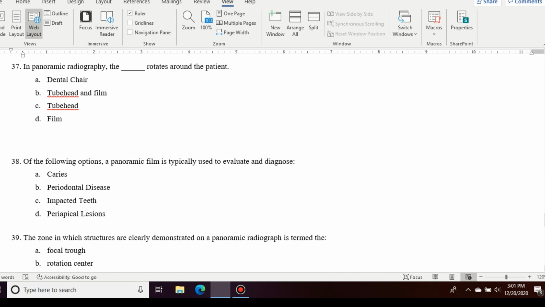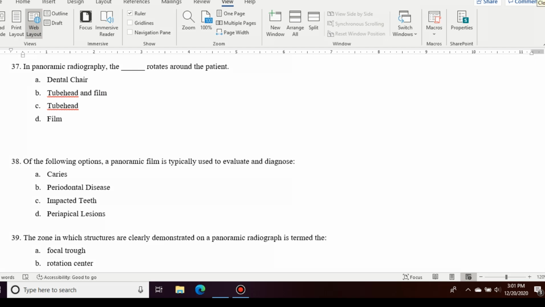37. In panoramic radiography, the blank rotates around the patient. A, the dental chair, B, the tube head and film, C, the tube head, D, the film. Correct answer is B, tube head and film.